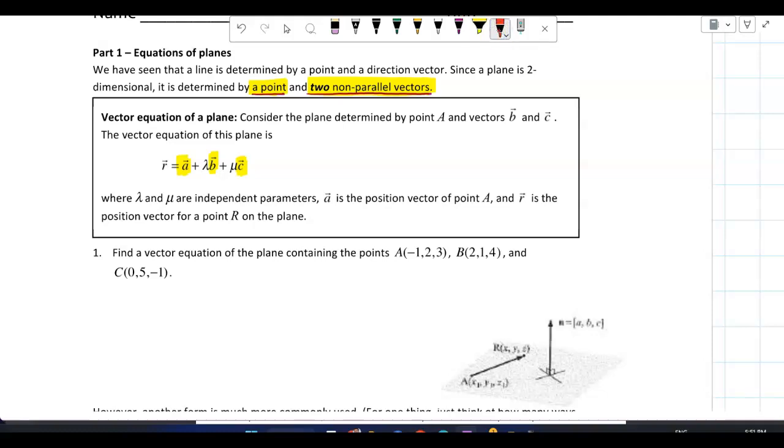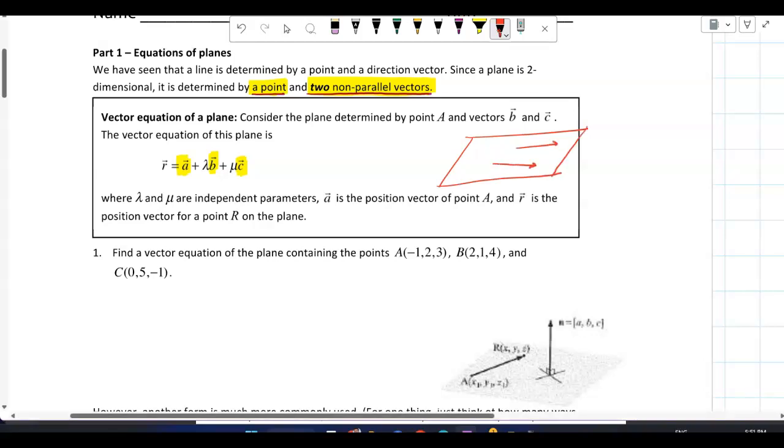If you want to picture it, I'll draw it here. This is a plane. You need two direction vectors and you need a point. This is a position vector of a point, correct? B is your direction vector 1. C is your direction vector 2.